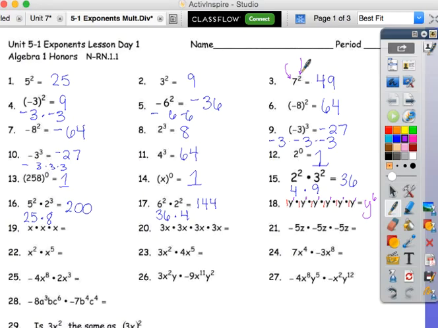All right, the coefficients are just 1, so we don't need to worry about that. They're all the same base, so it's going to be x to the third power. Very good. Okay, now, number 20, we have coefficients here.